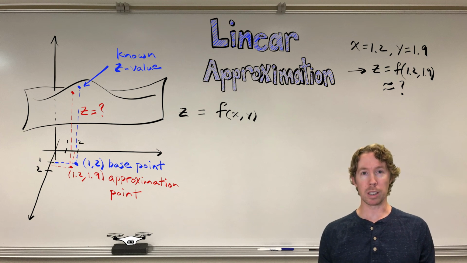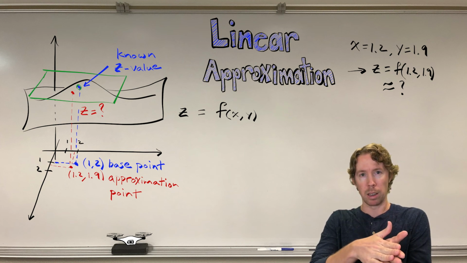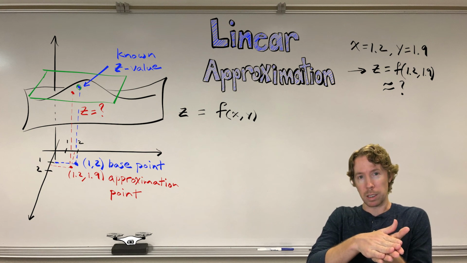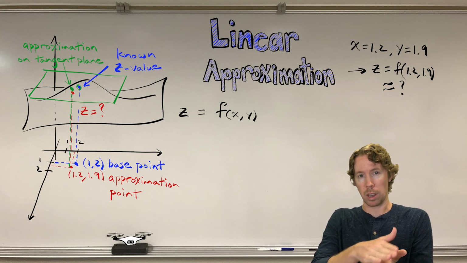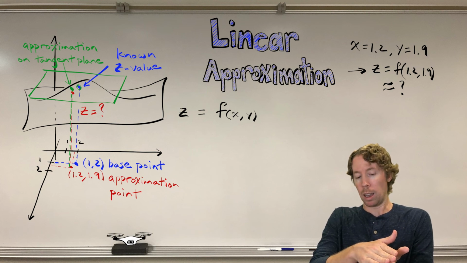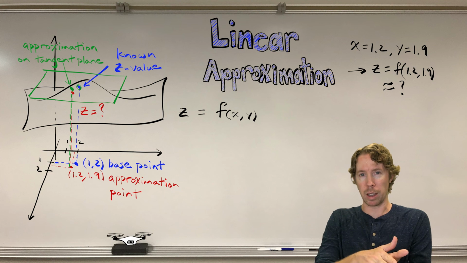What we're going to do is take that curved surface and make a flat tangent plane at 1, 2. And then when we want to approximate the z value on that curved surface at the point 1.2, 1.9, we'll just calculate the z value on the flat surface at 1.2, 1.9. That will be much easier to calculate in most circumstances, and it should give us a decent approximation to the z value on the curved surface at that point.